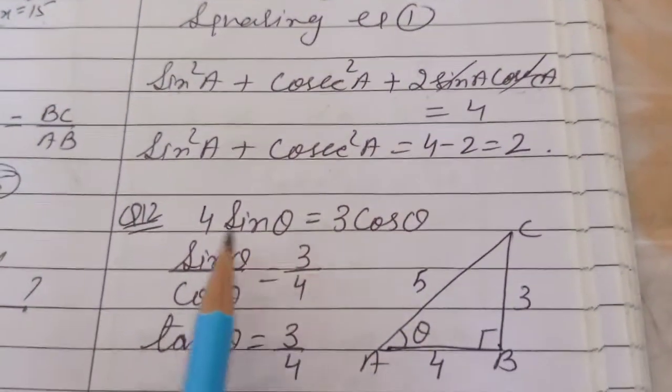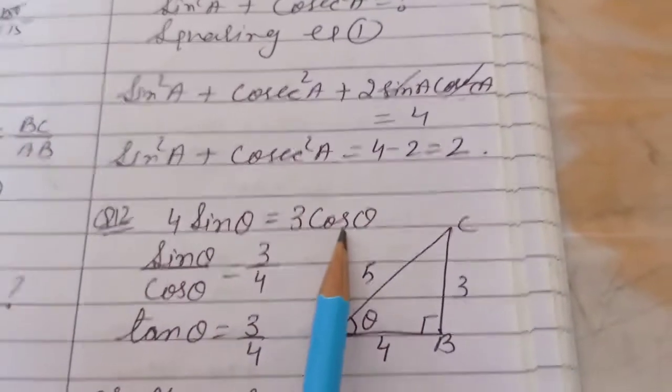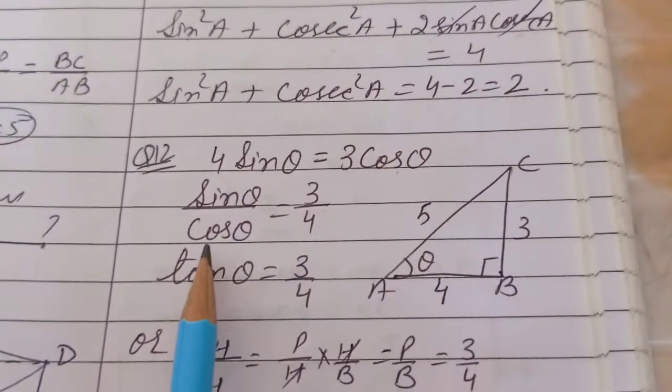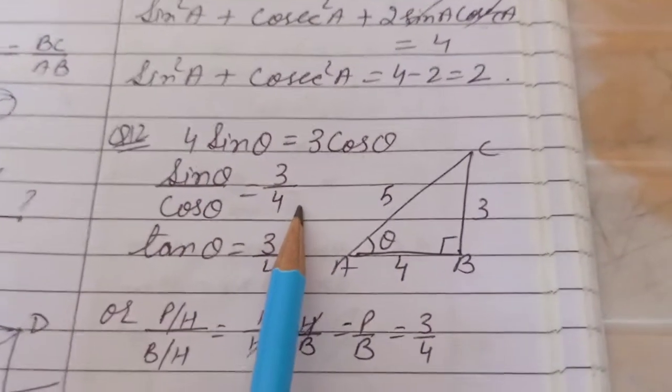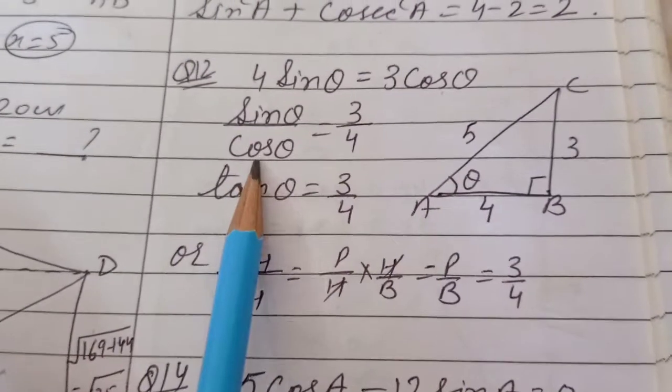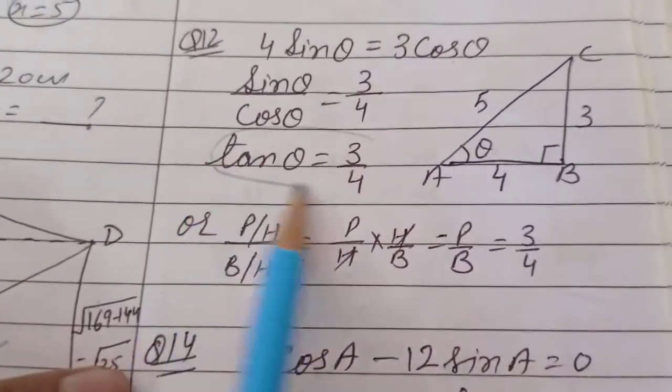In 12th sum beta, you are given 4 sin theta is equal to 3 cos theta. Collect it on one side, sin theta. Take cos over here. 4 will be taken over here. Now, what is sine? Sine is P over H. What is cos? B over H. You can remove this, clear?